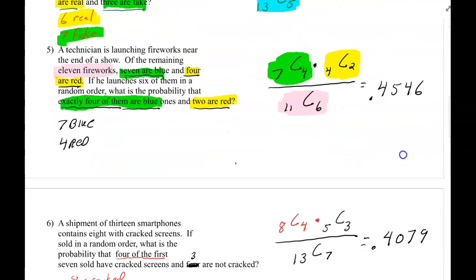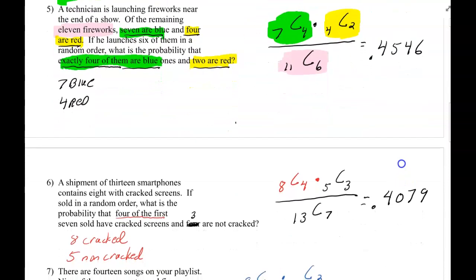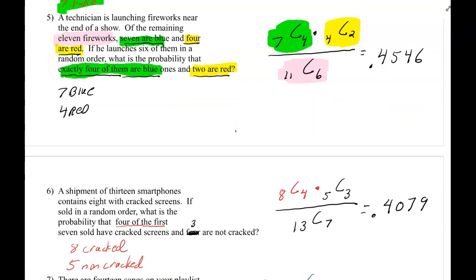Problem number 6 had a typo. It was corrected, so I'm going to make sure that you, the correction was here, that should have been 3 if you didn't see that in the email. So a shipment of 13 smartphones contain 8 cracked screens. So if there are 8 cracked and there's a total of 13, that would mean that there would be 5 non-cracked. I highlighted that in yellow.